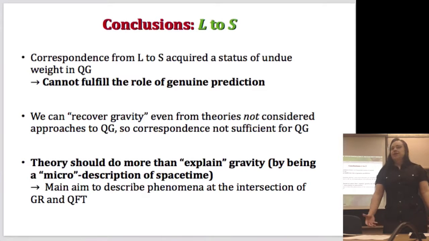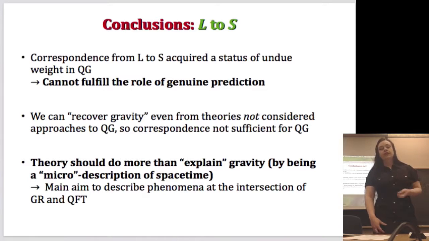So we've got to be careful here. It can't fulfill the role of prediction. It's not a prediction. Again, we can recover gravity even from theories that we don't consider approaches to quantum gravity. So correspondence is not sufficient in itself for a theory. It's got to do more than just be a micro description of space-time to explain gravity. So of course the main aim that we need to remember is that we want a theory that describes phenomena at the intersection of general relativity and quantum field theory. And obviously one of these intersections is the Planck scale.